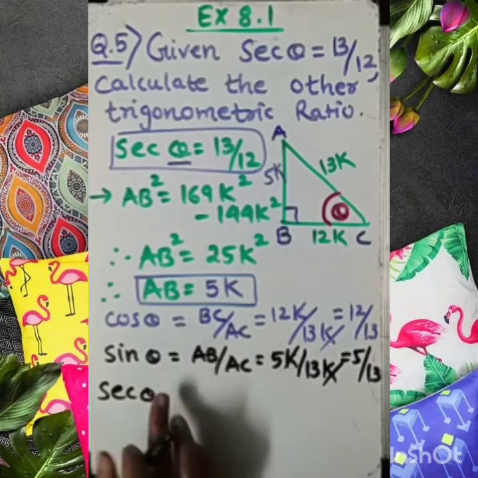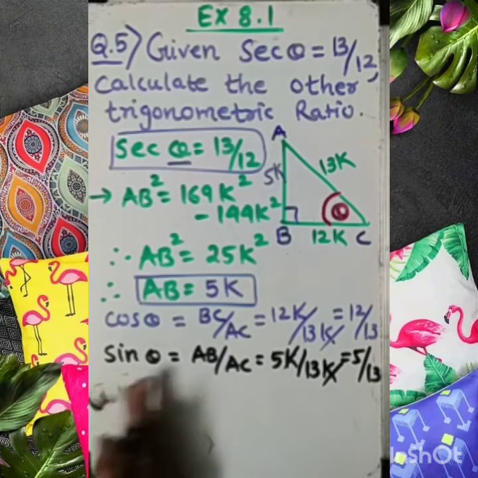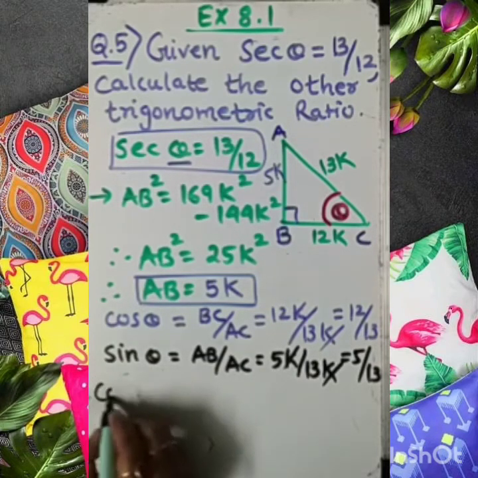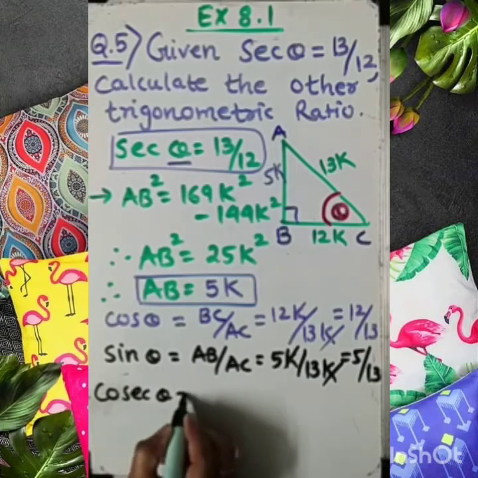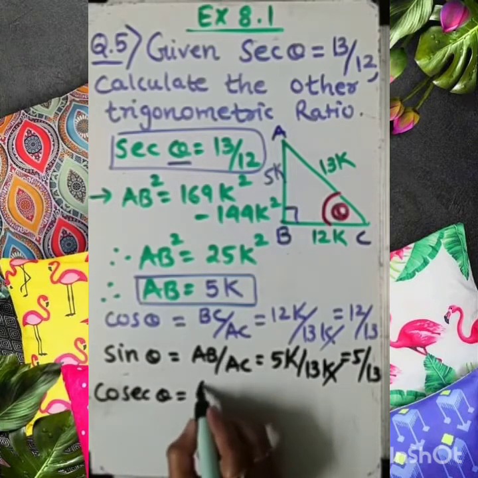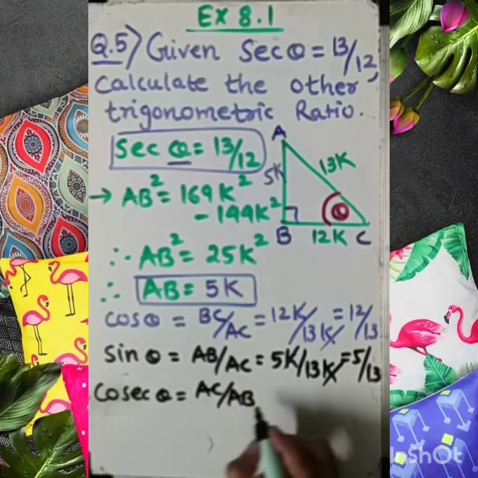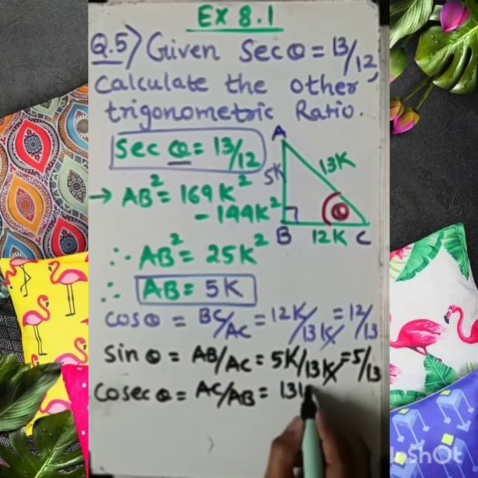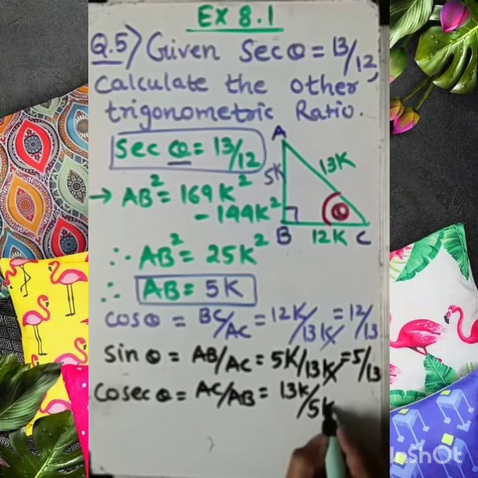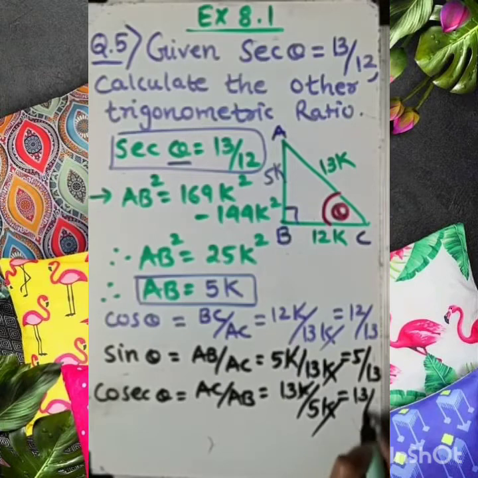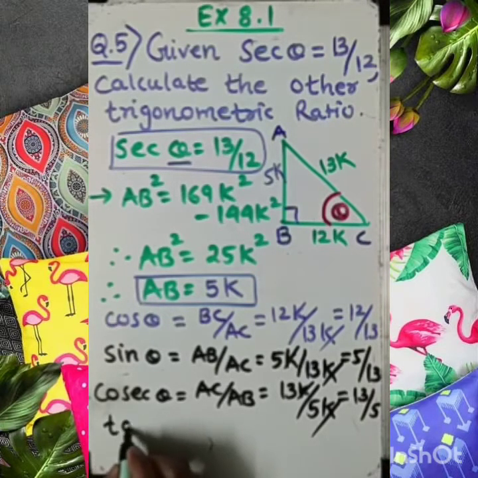Sec theta is already there. Cosec theta, I am finding now. Nothing to do, dear. Cosec means AC upon AB. Just the reverse procedure of sine. They are the reciprocal, na. So 13K upon 5K. K cancels. So it will be 13 by 5. Clear? Then we will proceed to the tan theta.